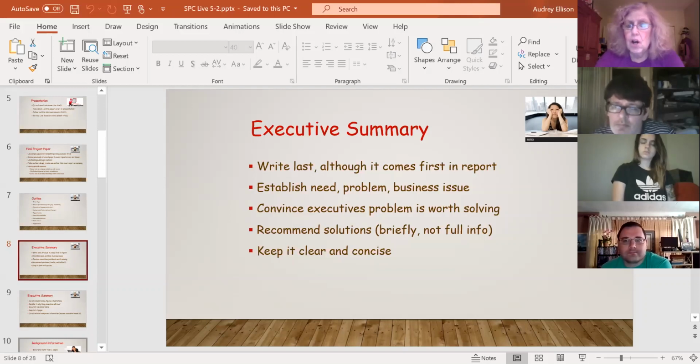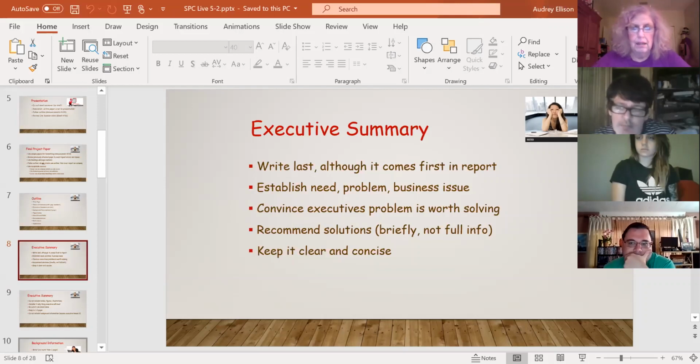You're going to give them an overview of the recommendations, but not the total recommendation. It's going to be short. Keep it clear and concise. Write in good, strong business language. And this is one of the areas, if you go back and look at my comments on your papers, you'll find out what is not clear and concise.